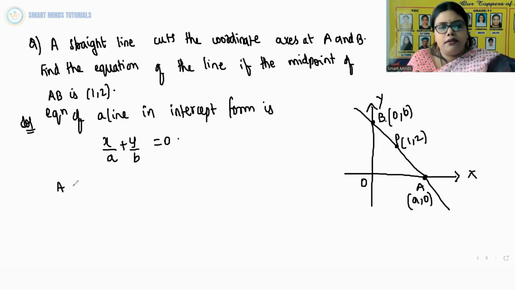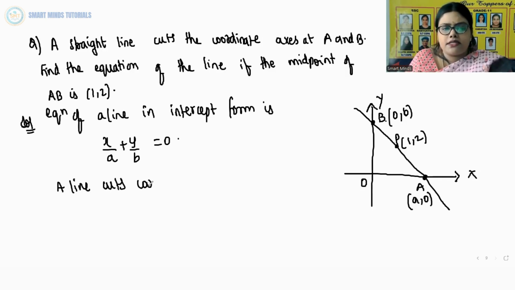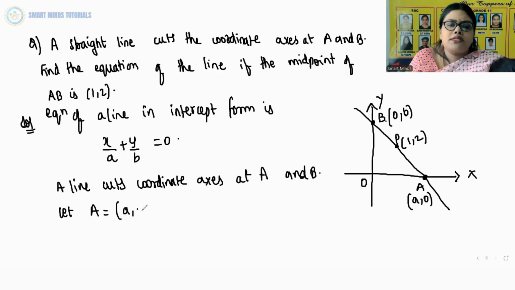Now, a line cuts the coordinate axis at A and B. So let's say point A is a, 0 because it is lying on the x-axis, its y-coordinate will be 0, and B is 0 comma b, because B is lying on the y-axis, so its x-coordinate will be 0.